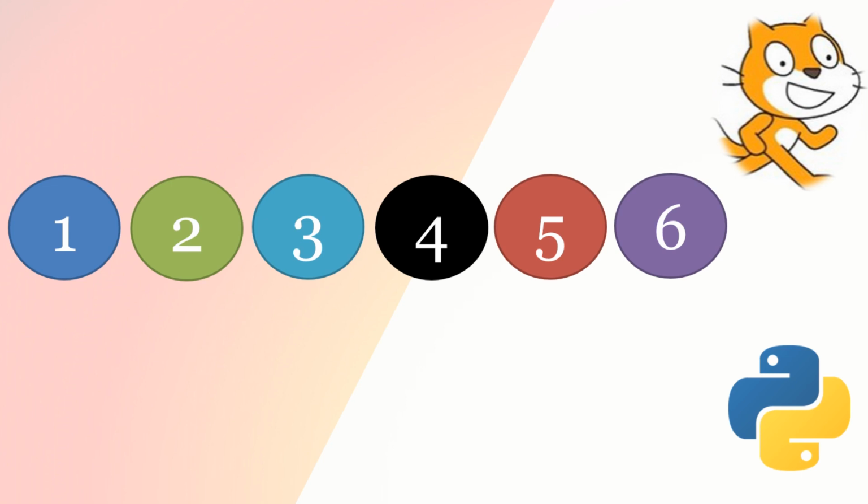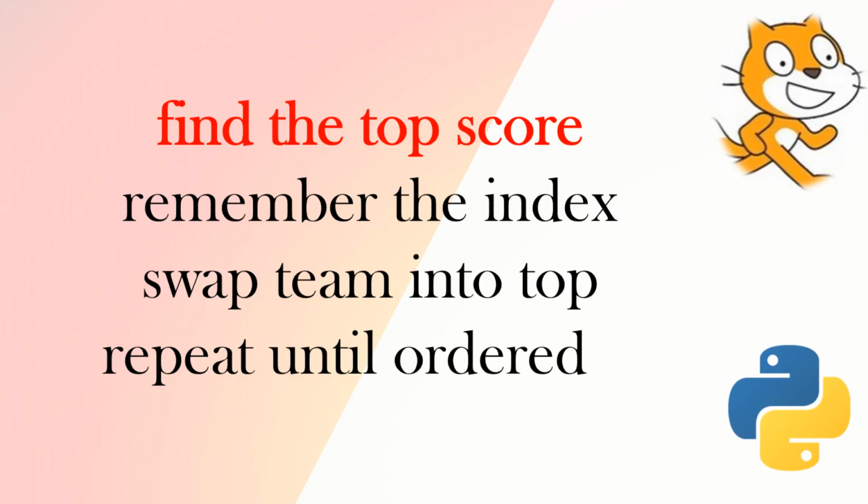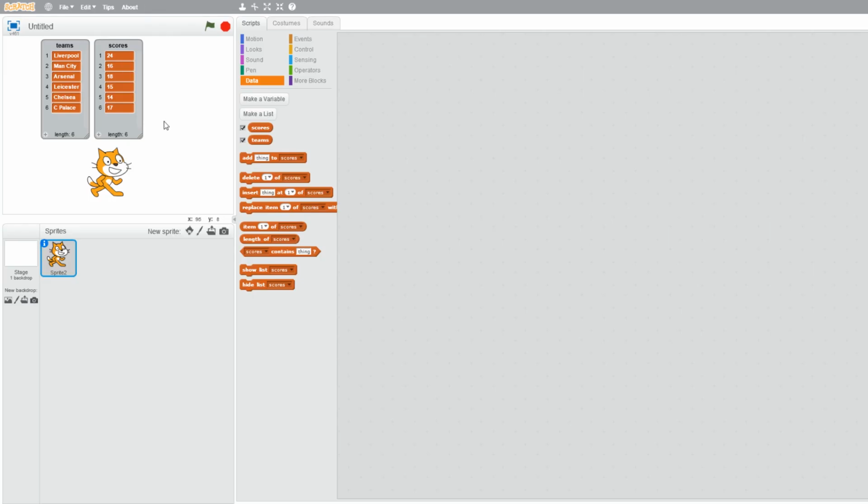So now let's have a look at our challenge in Python. Find the top score. Here we've got our 2 tables, and you can see that the scores have changed, and now the tables are not in order. So we need to put them in order. We can start off this problem by finding the top score and then putting that in the first place, and then the next best score and putting that in the second place, and go through the list.